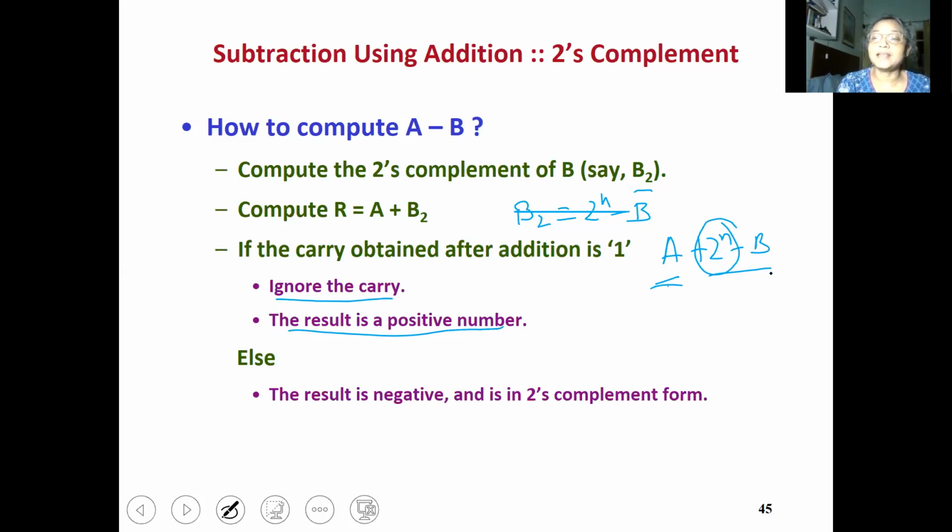Otherwise, if there is no carry out, the number is negative and it is in the 2's complement form, because 2 to the power n minus B plus A is 2 to the power n minus (B minus A). So this is the negative of B minus A. So the result is negative and this is 2's complement form.